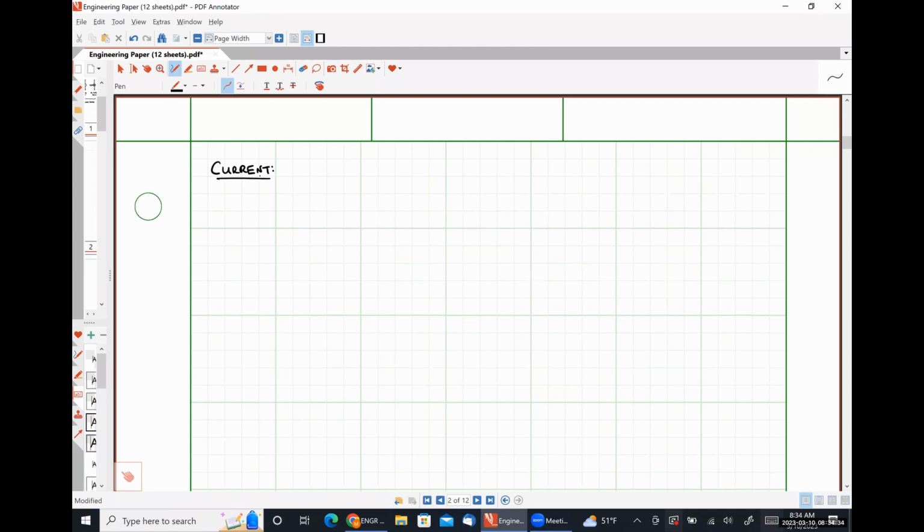So now we're going to talk about current. Okay, so let's start with a mathematical definition. Current, I of t, will be the derivative of Q of t with respect to time. So this I of t is current. And this Q of t is charge. Okay. So this is our mathematical relationship for current.